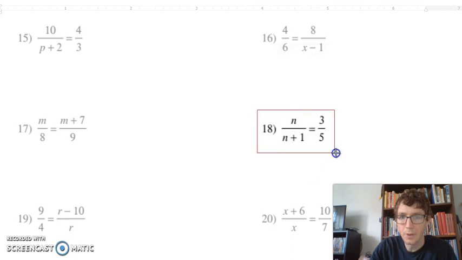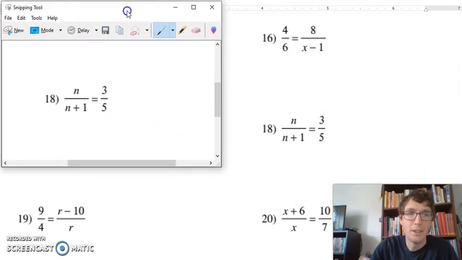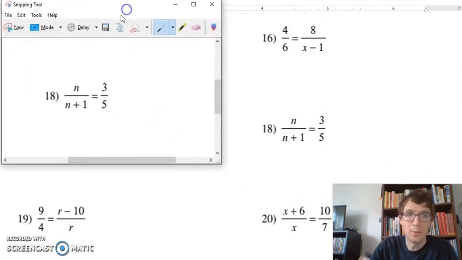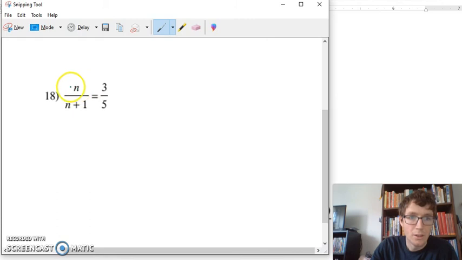Okay, so for this one we have n over n plus 1 equals 3 over 5. So this one's a little bit different because we have a variable in two different places. And I'll show you how that's going to change this problem a little bit. So first step is the same. We just have to cross multiply. So I'm going to do n times 5 this way. And then we have n plus 1 times 3 this way.